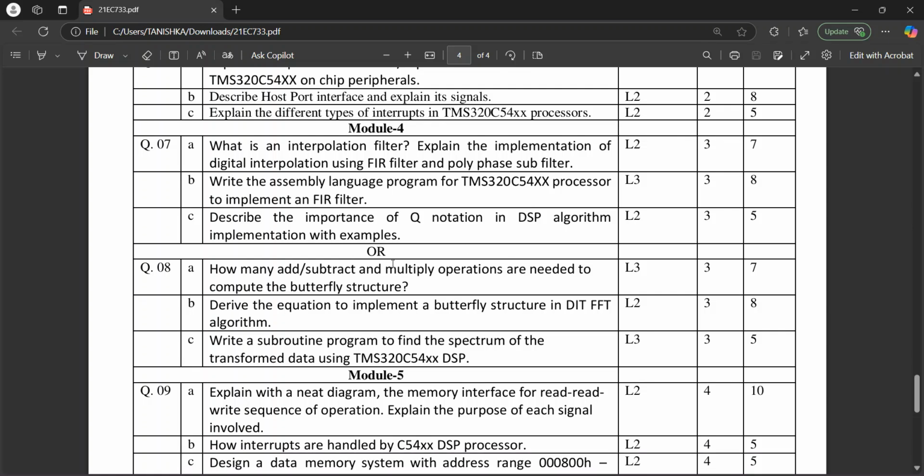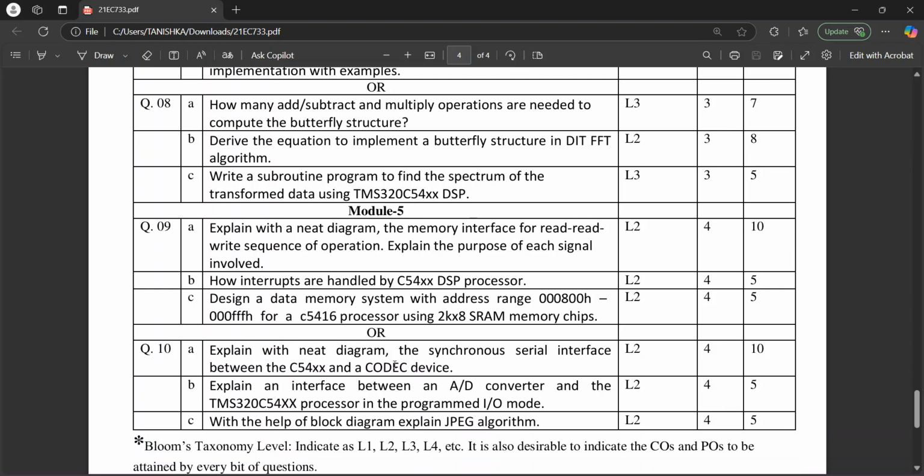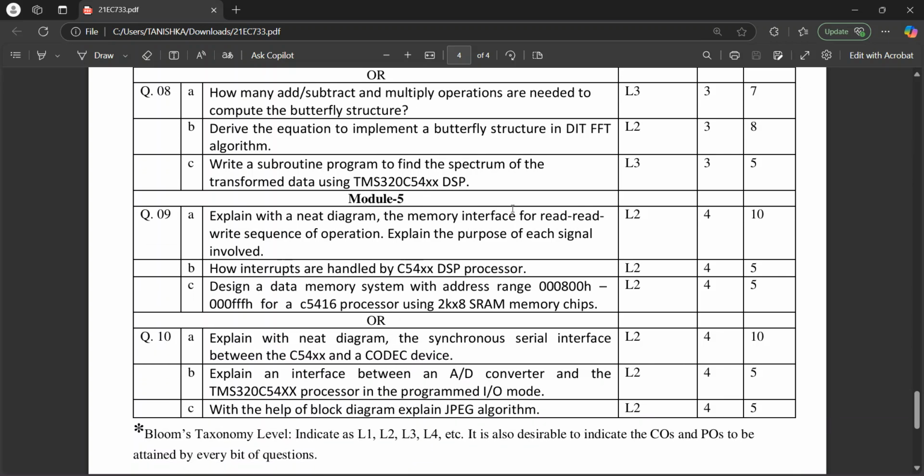How many adder, subtract, and multiply operations are needed to compute the butterfly structure? Then derive the equation to implement a butterfly structure in DIT FFT algorithm, and write a subroutine program to find the spectrum of the transform data using TMS320C54XX DSP.